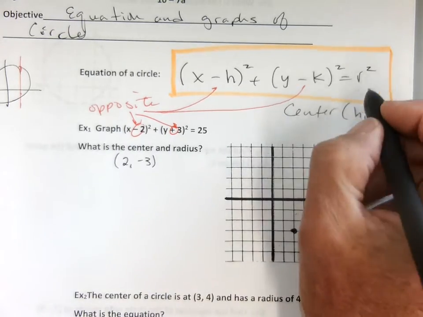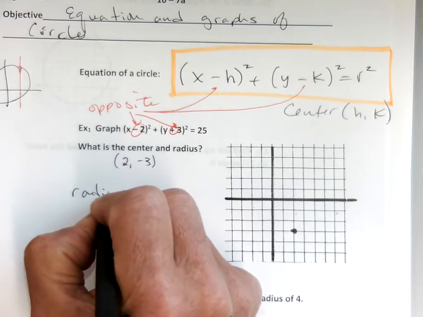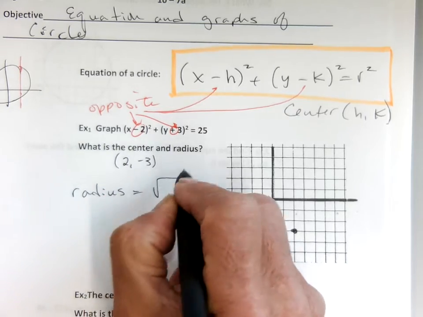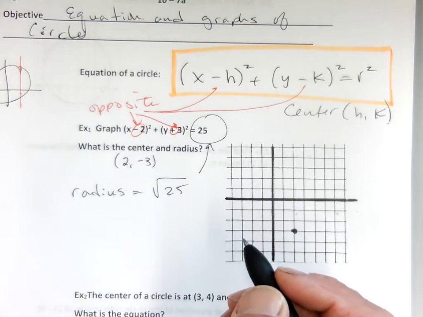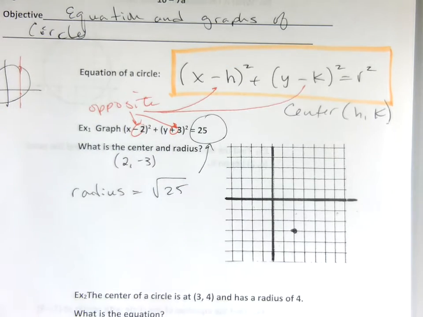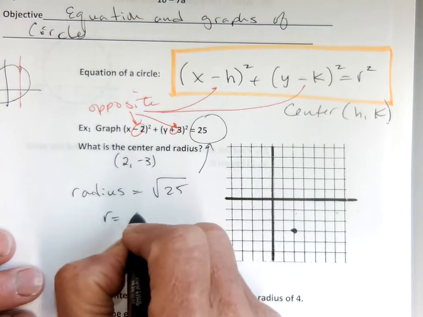And the radius is the square root of this number. The radius is going to be just the square root of that number there. The square root of 25. Well, that's easy. Square root of 25 is just 5. Thank you. And you got notes, right? Good. Okay. So then the radius of this is just simply going to be r is equal to 5.